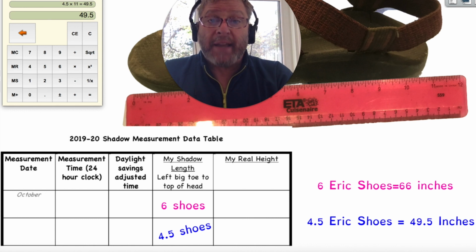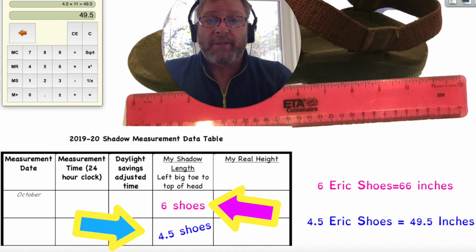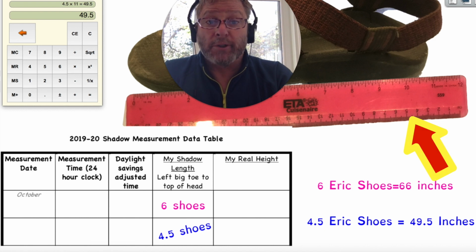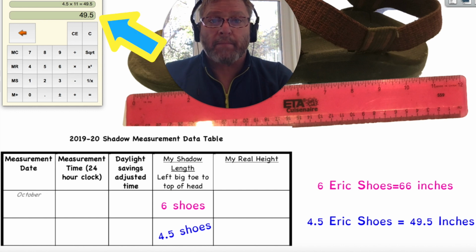Start off by counting the number of steps. Write that down for your shadow length. Mine was 6 shoes in the first example, 4.5 shoes in the second. Then take a ruler to measure how long 1 shoe is. Multiply the number of shoes times the length of 1 shoe. If you took half a step or used half a shoe, just add 0.5 onto the number of steps.